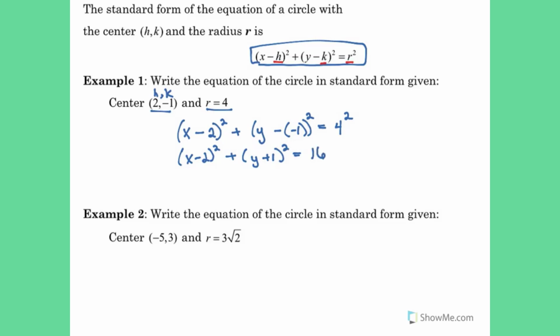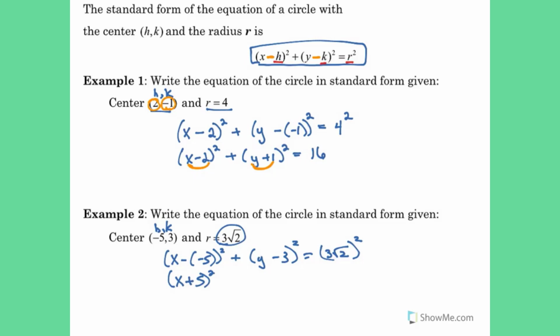Now before we go any further, I want you to notice that this is X minus 2 and we had positive 2, Y plus 1 and we had a minus 1. And that is because this formula has that minus sign, because we're going to go backwards here in just a minute. Okay, again, we're just going to practice. This is H and K, this is R. So we have X minus a negative 5 squared plus Y minus 3 squared equals 3 times the square root of 2 squared. So making it a little bit prettier.